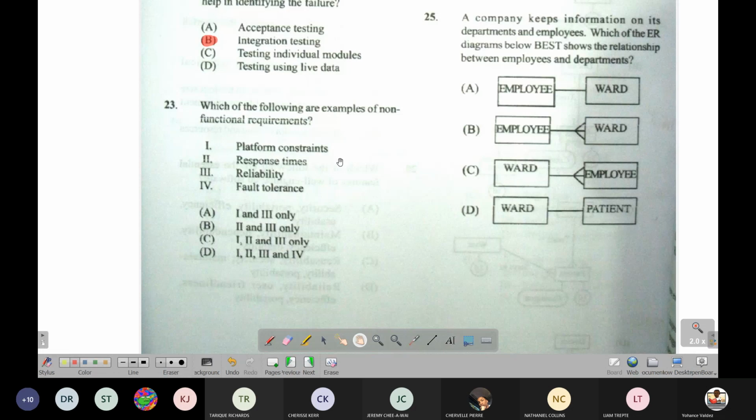Reliability is a non-functional requirement. Okay, in terms of being able to specify, well, I need the system to have a certain amount of uptime, and fault tolerance is the ability to, of course, recover from any critical issues that happen so that the data isn't lost. Again, that is not something that is in the business rules. So the answer here is D. Okay, all of these are non-functional requirements.